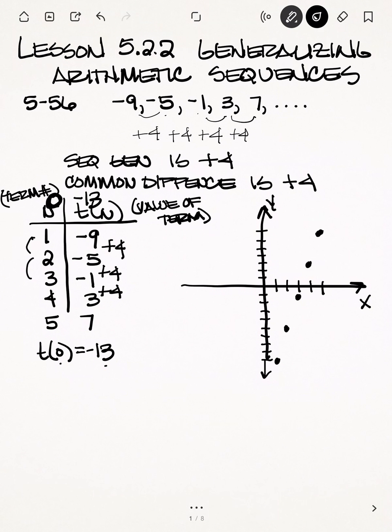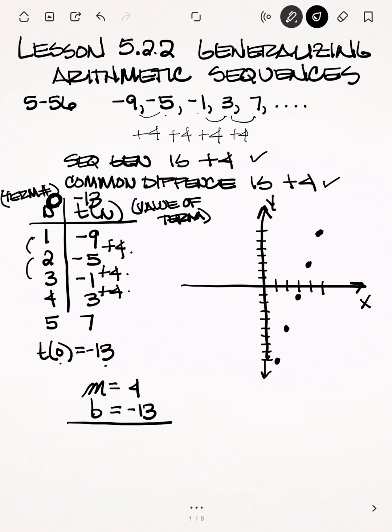Now, we want to write an equation for the nth term. To write an equation, what are the two things that we need to find? We need to find what m equals, and we need to find what b equals. Our slope in this case is our sequence generator or our common difference. So my slope in this case would be 4 because that is what I'm adding each time in my xy chart. My b is the 0 term, which is -13. And if I have those two pieces of information, I can write my equation.